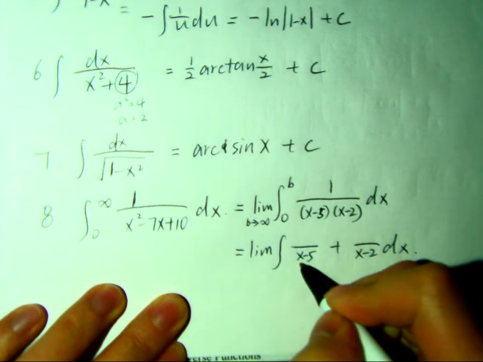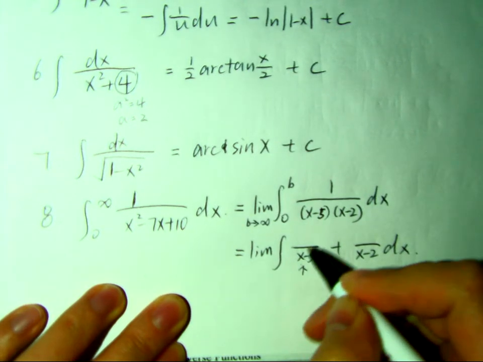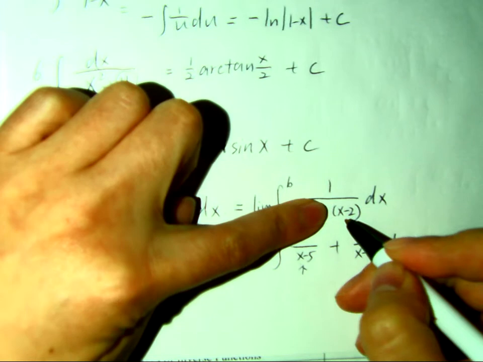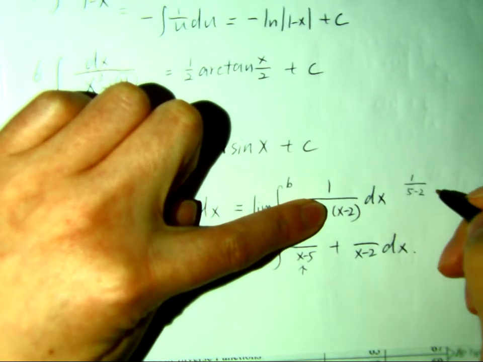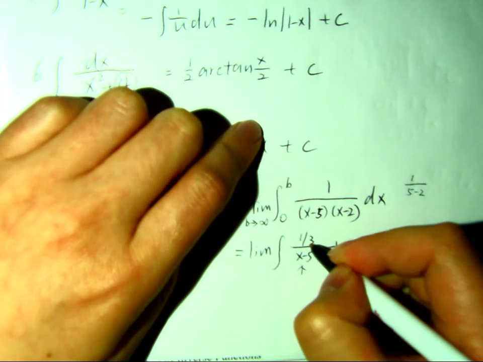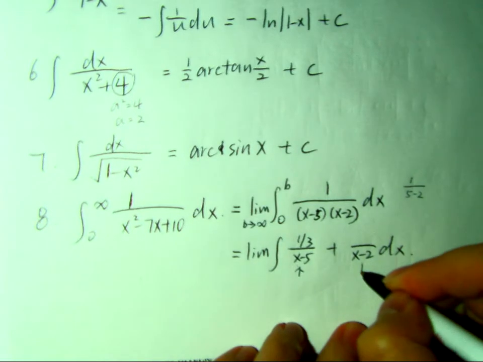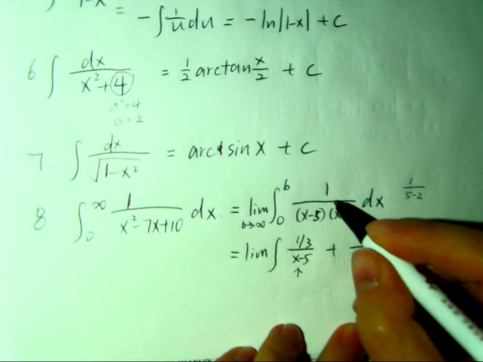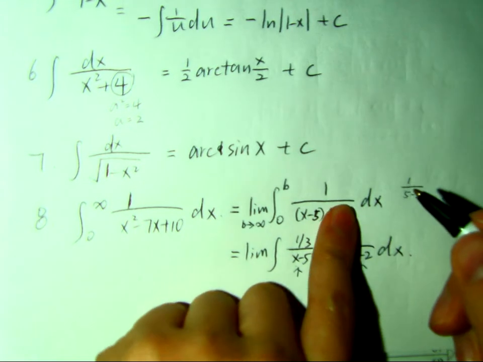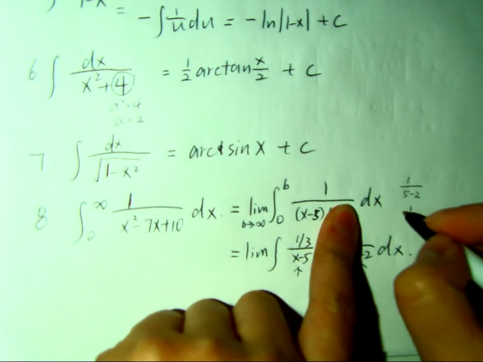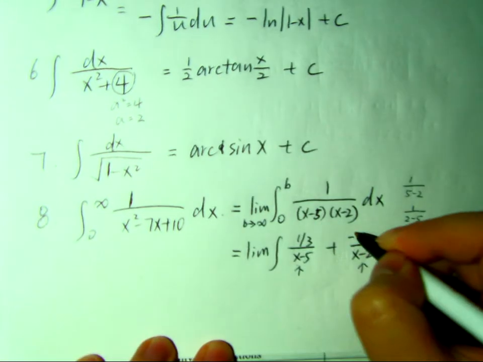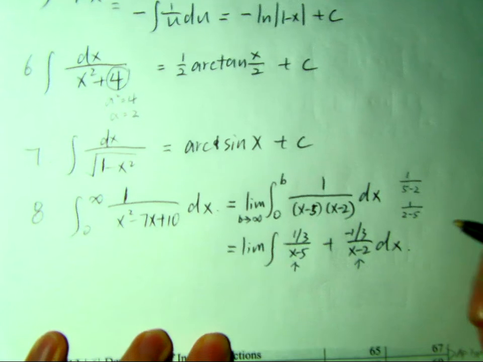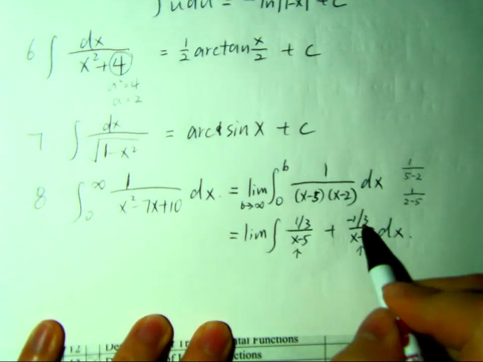So we plug in x equals 5 back into this fraction by covering this factor, and that will be 1 over 5 minus 2, which will be 1 over 3. And we plug in x equals 2 back into this fraction by covering this term, so that will be 1 over 2 minus 5, which is negative 1/3. One is a positive 1/3, one is a negative 1/3.